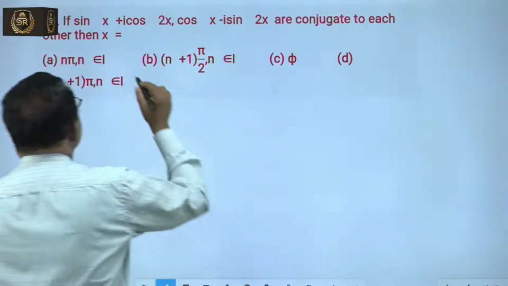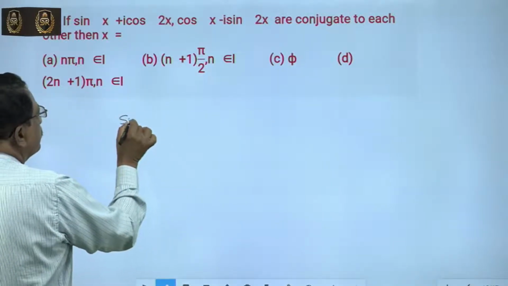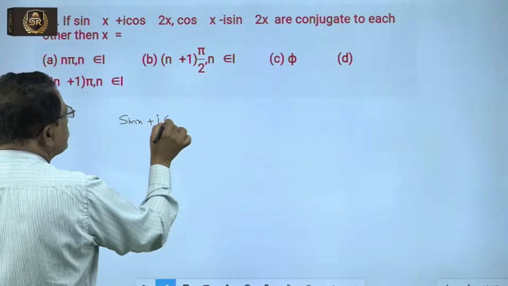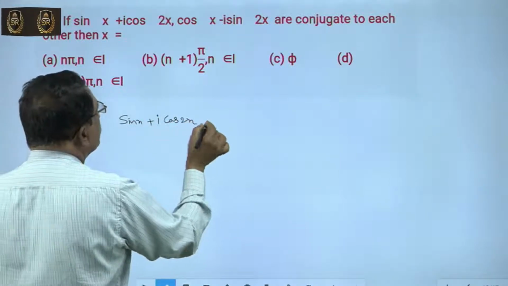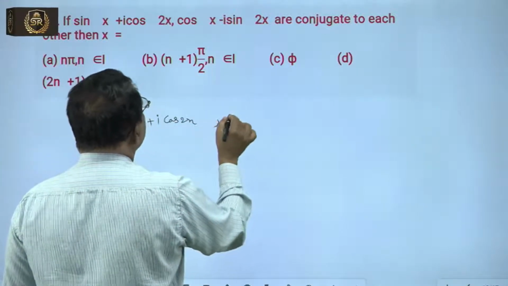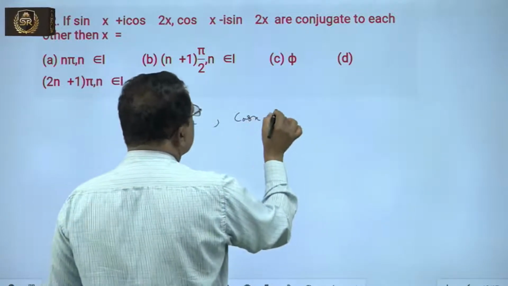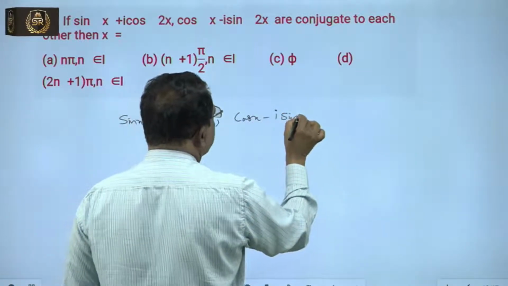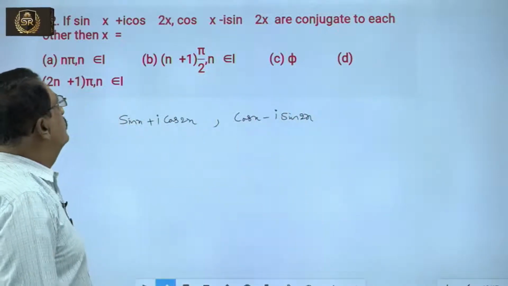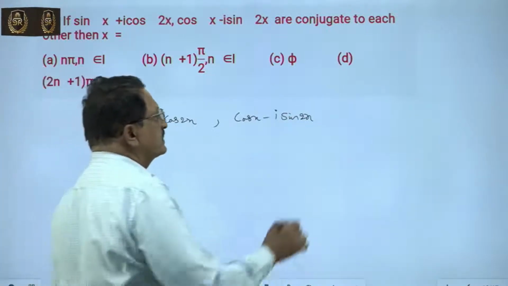Next, if sin x plus I cos 2x, comma, cos x minus I sin 2x are conjugate to each other, then find the value of x.